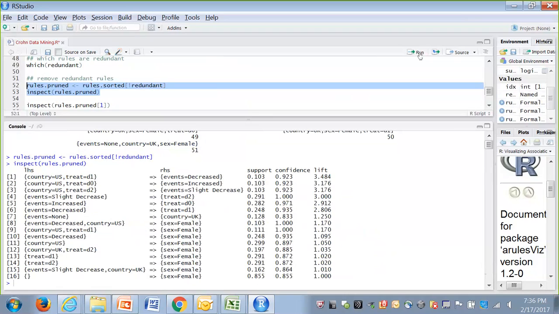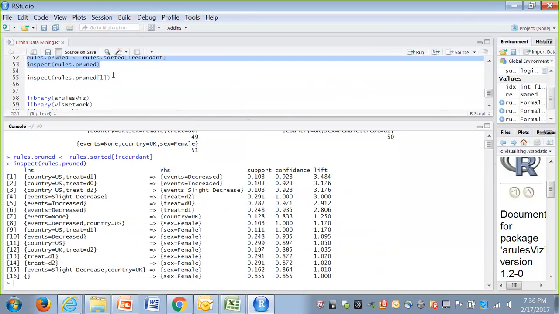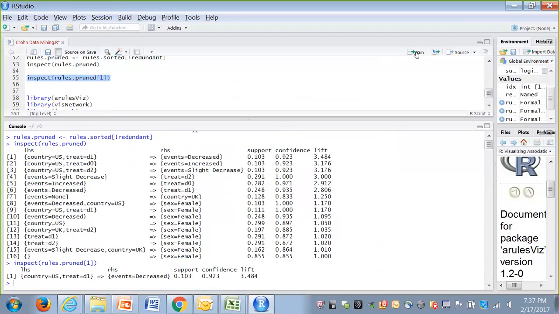So I'm going to prune. Once I prune, basically we have 16 rules left. This lets you inspect rule number 1. If you want to pick out certain rules to review, you can easily just run this, which is basically the array, and that gives you which rule you want to actually look at.